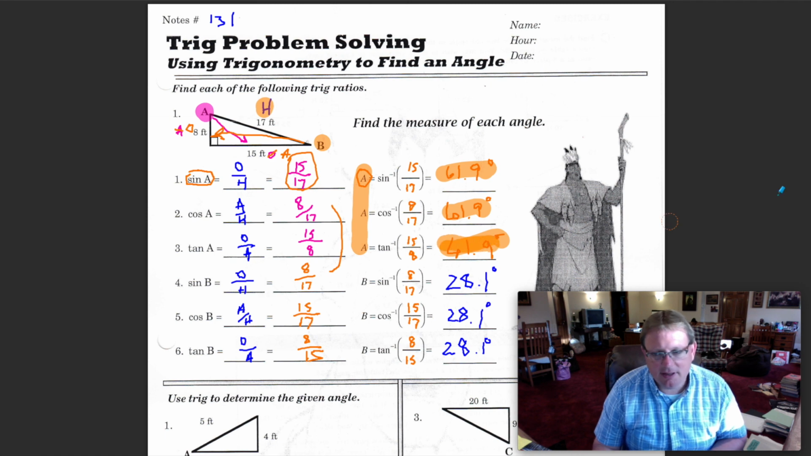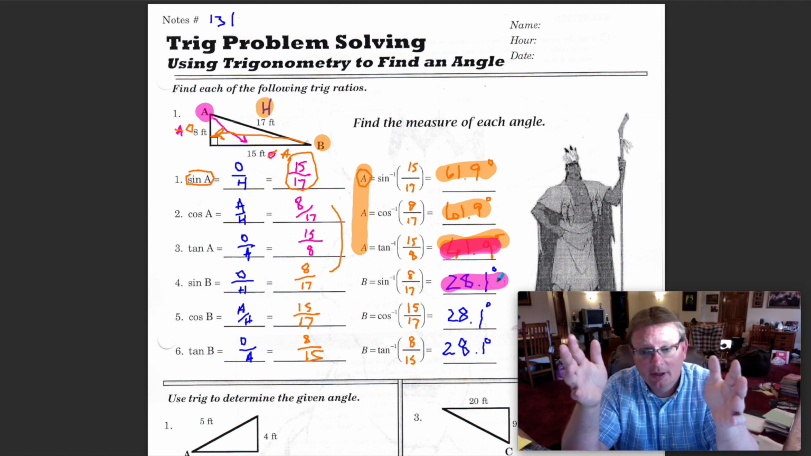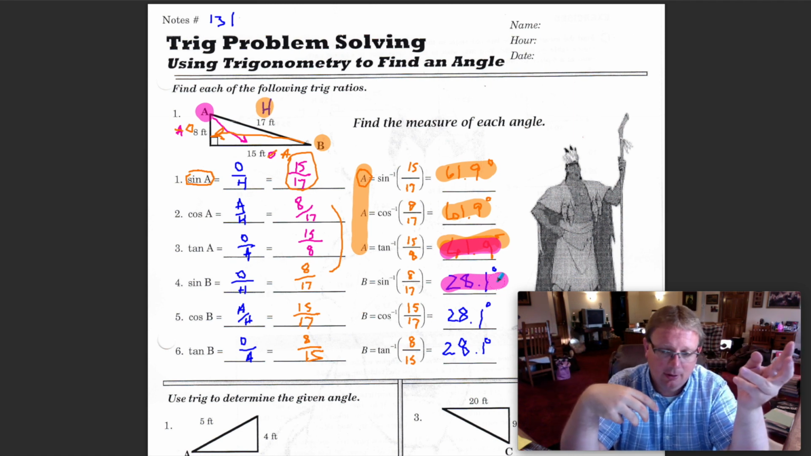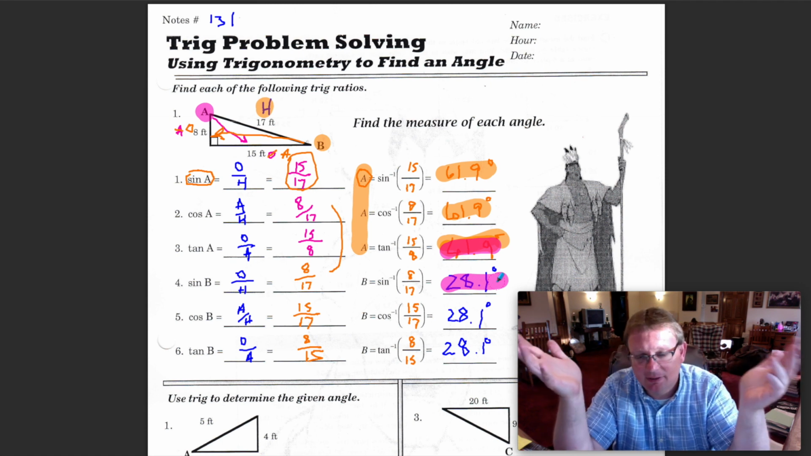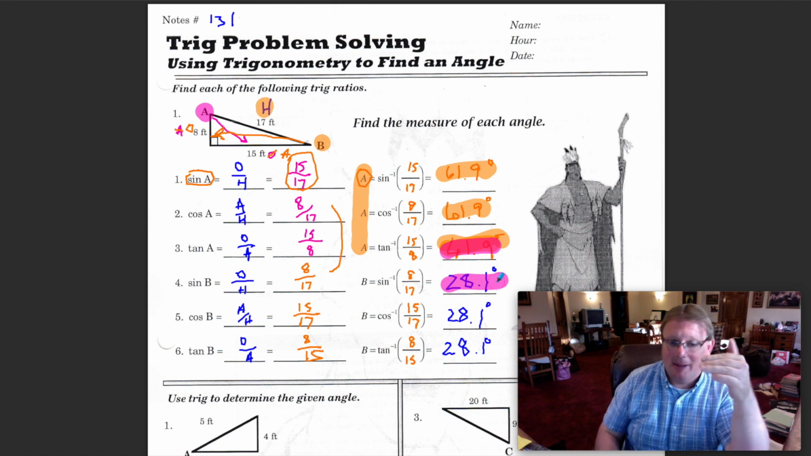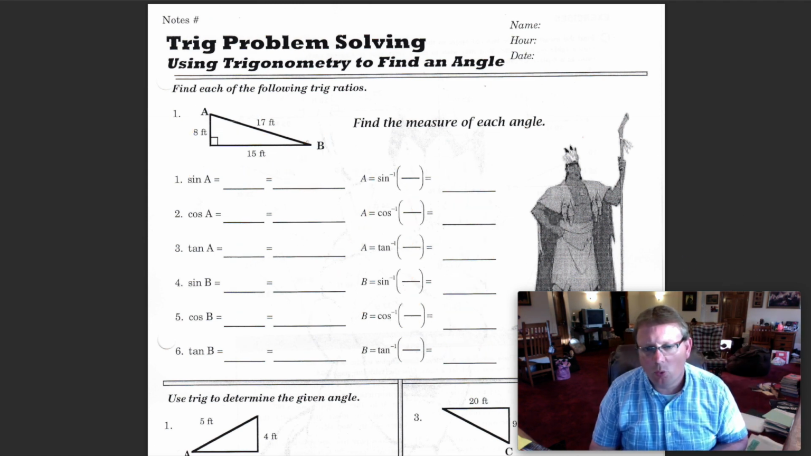This plus this has to add up to 90. And that's why on the assignment the other night, Aiden, it said find the complement, because complementary angles add up to 90. So angle A plus angle B always add up to 90. And so you can use trig to find it, or you could just take 90 minus 61.9 and gotten 21.8. And that would have also worked.